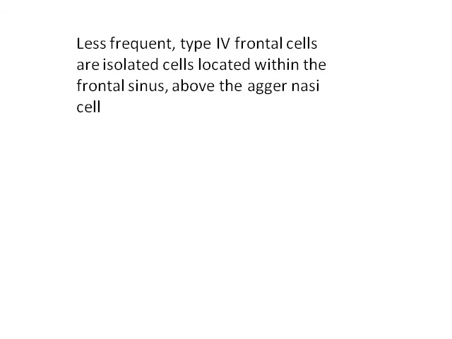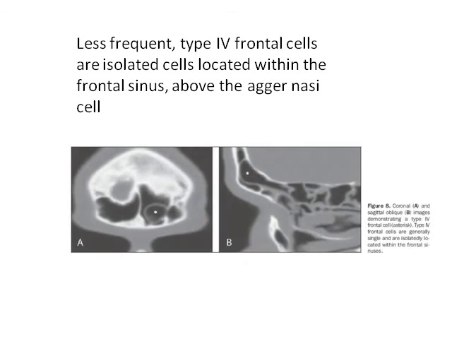Type 4. These are less frequent, isolated cells located within the frontal sinus above the agger nasi. Here is the type 4 Kuhn's classification of frontal cell, isolated and located within the frontal sinus.